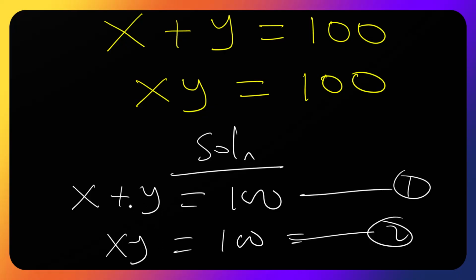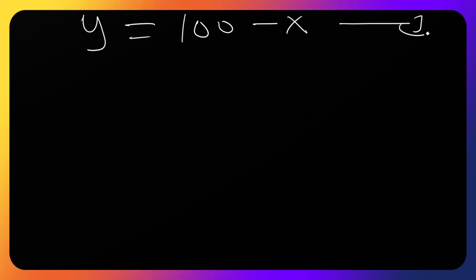Now the best option is to look at the simpler one of the equations and make one of the variables the subject. So I'll make y the subject. So y will be 100 minus x, that will be the third equation. So let's put the third equation in the second equation.